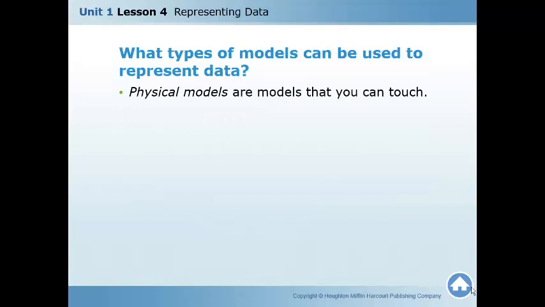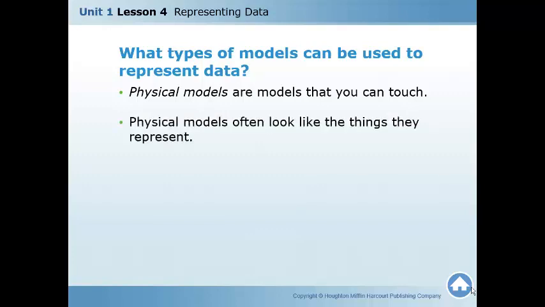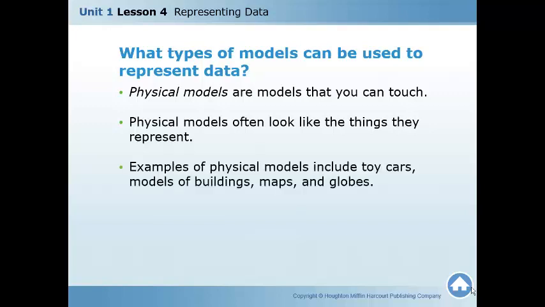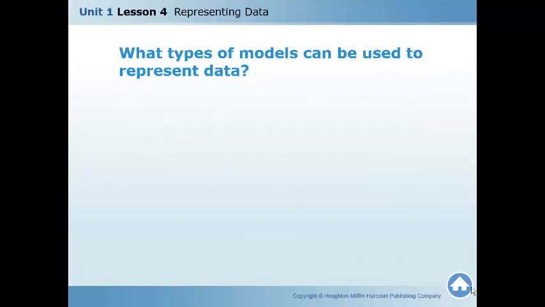Physical models are models that you can touch. So like a model of the solar system or a model of a molecule, those are physical models. You can touch them. Physical models often look like the things that they represent. Examples of physical models include toy cars, models of buildings, maps, globes, etc.